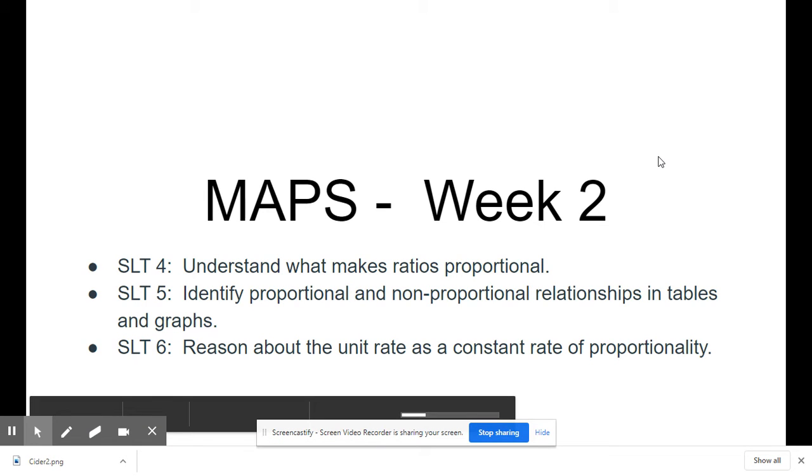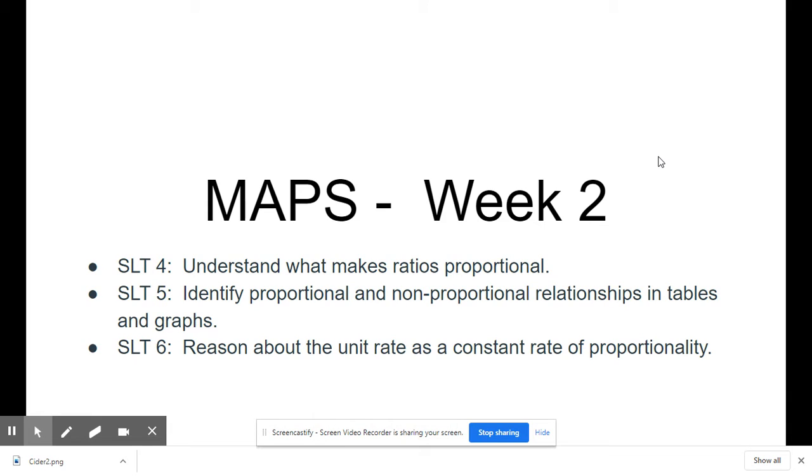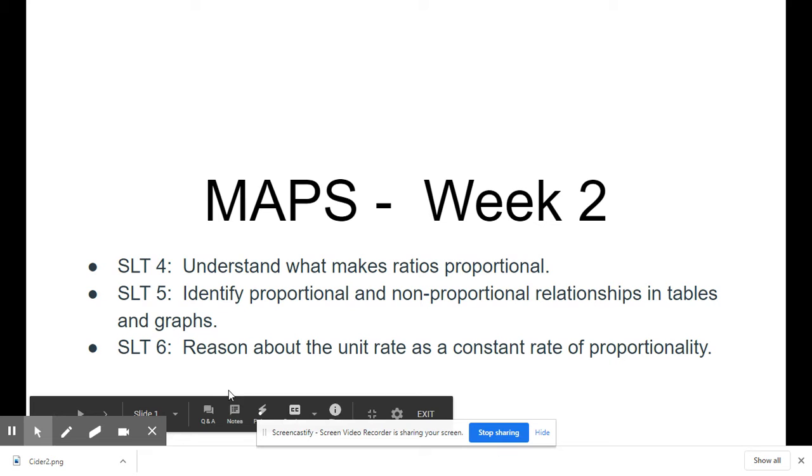Welcome to MAPS Week 2, where we look at SLT4, understand what makes ratios proportional, SLT5, identify proportional and non-proportional relationships in tables and graphs, and SLT6, reason about the unit rate as a constant of proportionality.